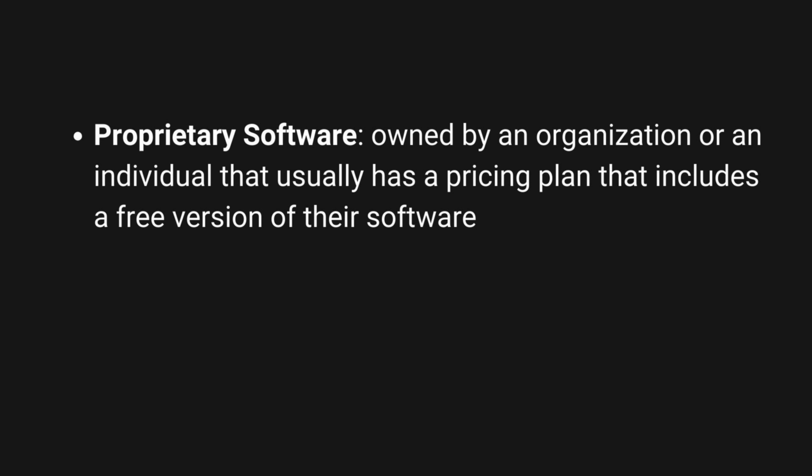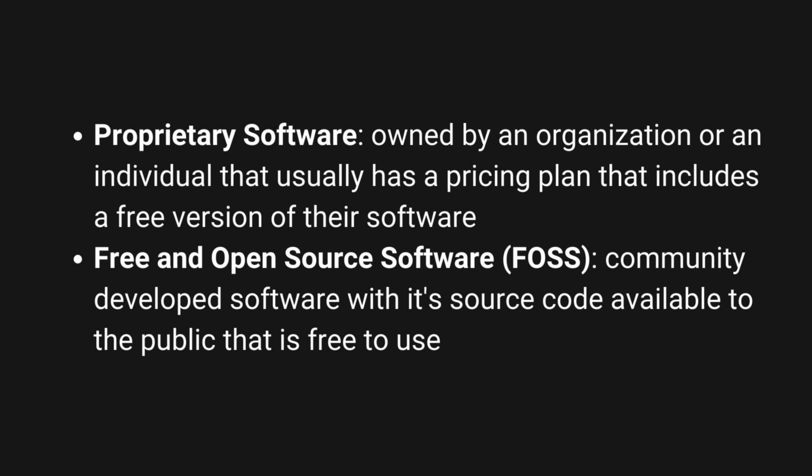Okay, so there's free proprietary software, and then there's free and open source software. Proprietary software is owned by a company or an individual that usually has a pricing plan set up, and that includes a free version of their software. While free and open source software, short for FOSS, is community developed software with the source code available for anyone to customize, so it's completely free to use.